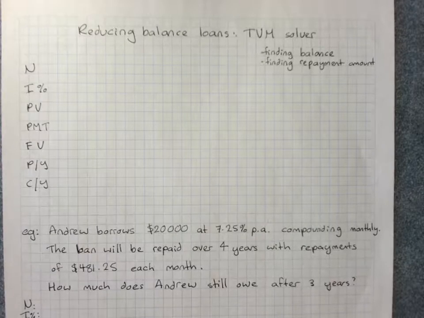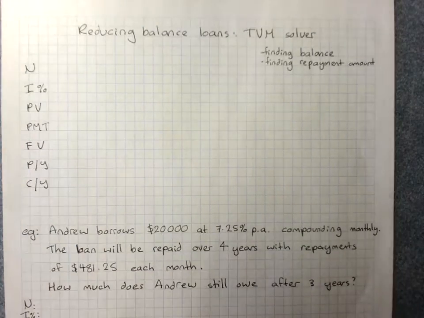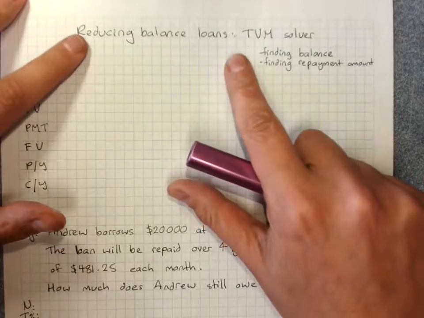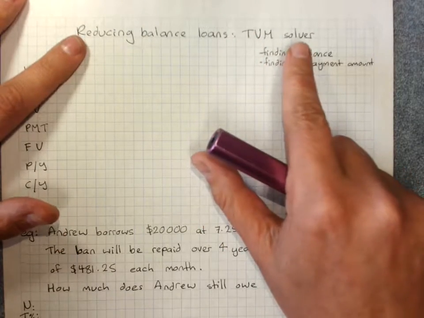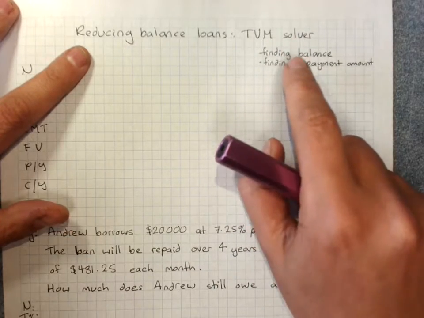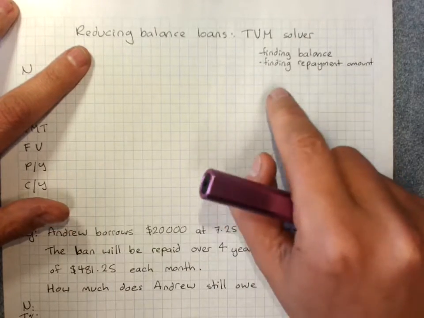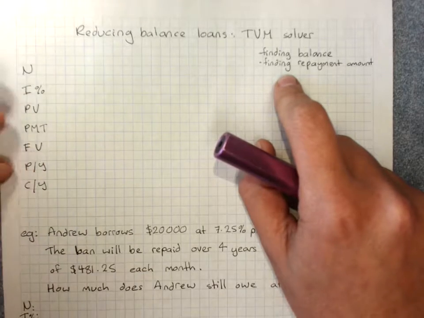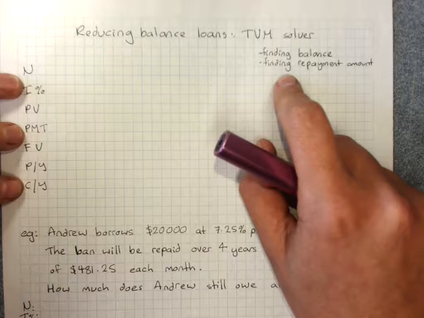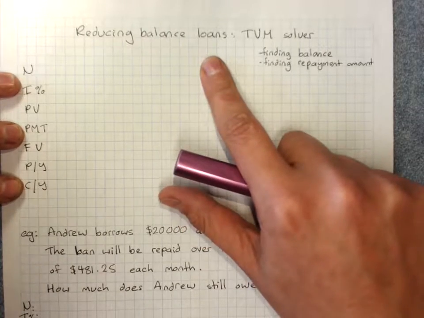Reducing balance loans with the TVM solver. So we've discussed reducing balance loans and we've looked at the TVM solver, but we haven't put them together yet. We're just going to start with finding a couple of different things with the TVM solver. But actually we can find any one of these values with the TVM solver for a reducing balance loan.